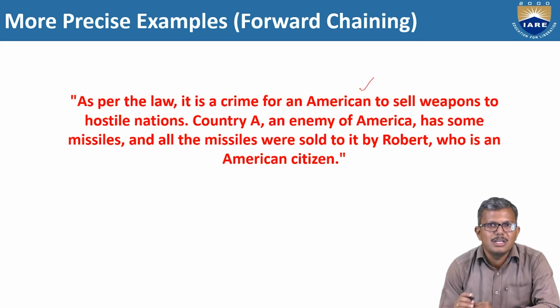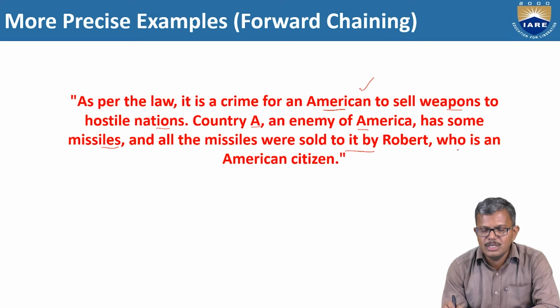This is the problem statement given to us. As per the law, it is a crime for an American to sell weapons to hostile nations. Country A, an enemy of America, has some missiles. All those missiles were sold to it by Robert.